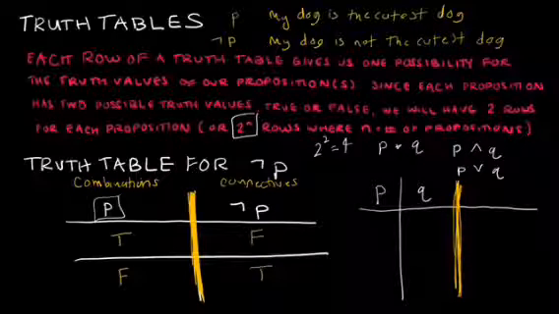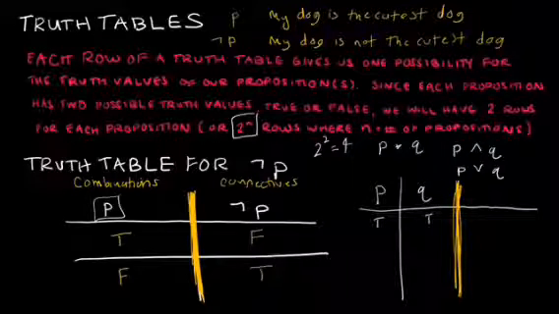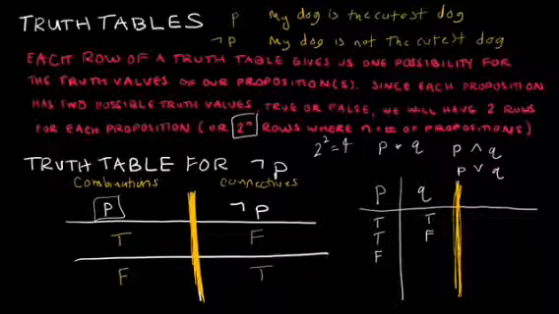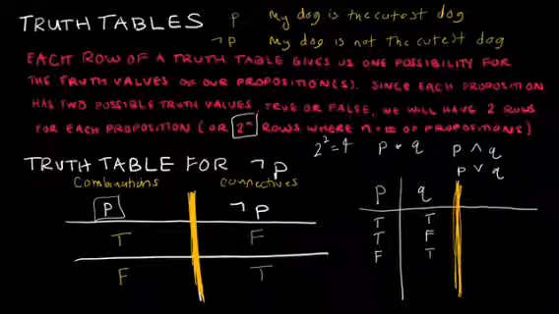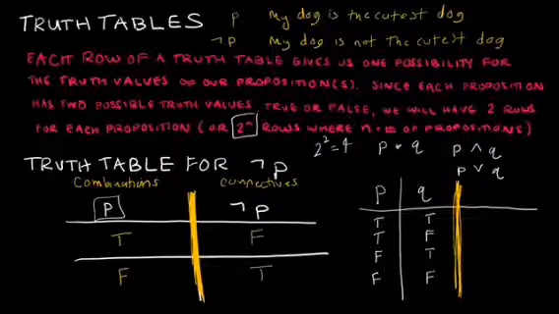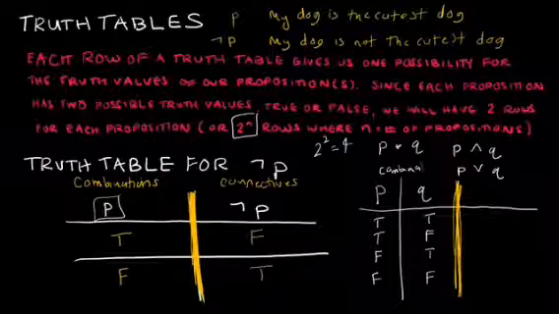So here's the best way to go about this. If I've got P and Q here, then P could be true and Q could be true. P could be true and Q could be false. Then it's also a possibility that P is false and Q is true, or P is false and Q is false. So notice on the left side, which has two columns, these are my combinations.